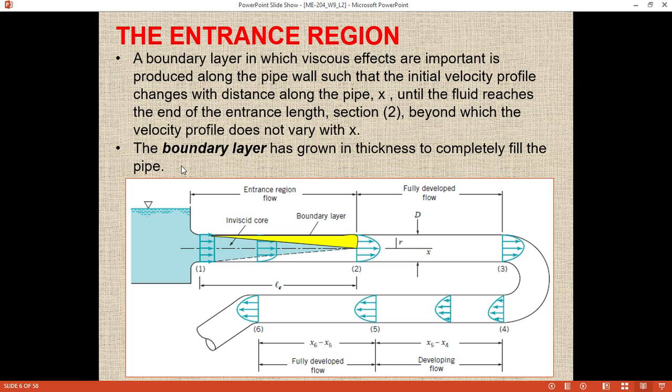So the boundary layer has grown in thickness to completely fill the pipe. Here you see initially the boundary layer line is thin with respect to the boundary of the pipe. As it moves forward, you see the boundary layer is growing thick, till it has completely filled the pipe. So till here it has completely filled the pipe. It is coming from here, it is coming from here. Now it has completely filled the pipe. So this line is called the boundary layer line. Let's move on to the next slide.